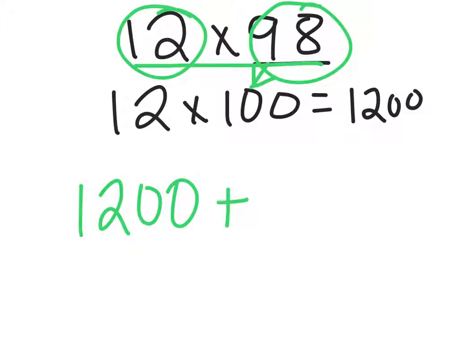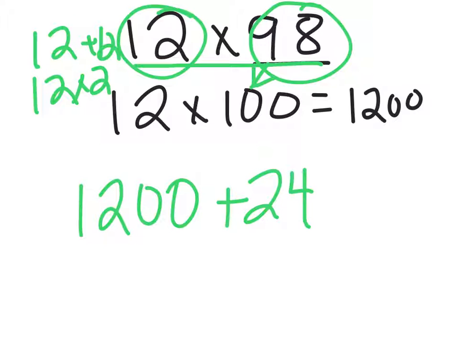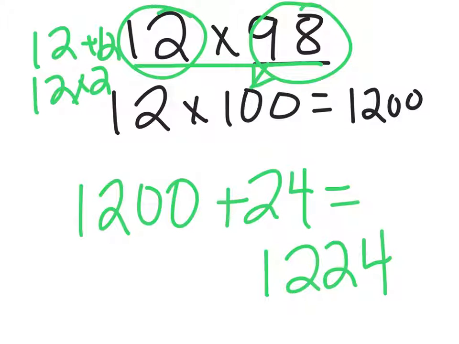What would 2 groups of 12 be? 12 plus 12, or 12 times 2. 12 times 2 is 24. So that means that I have to take my 1,200 plus 24, which is 1,224.